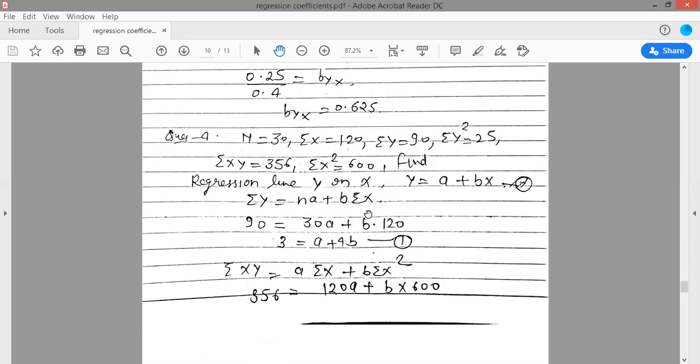Now there is another example. N is equal to 30, summation x is equal to 120. Data is given and find regression line y on x. So y on x regression line means y is equal to a plus b x.